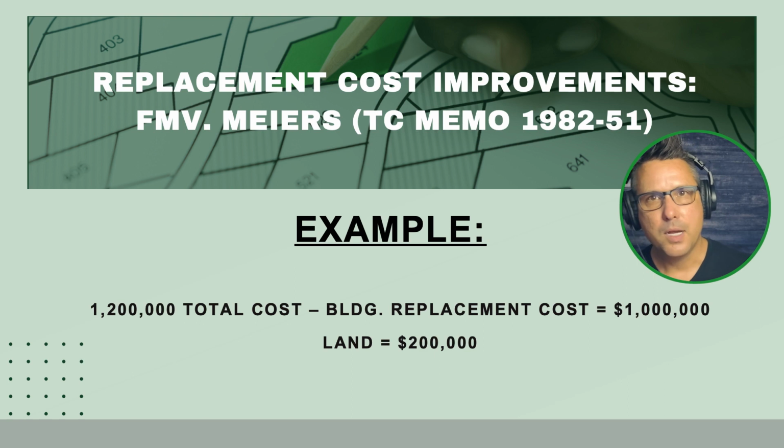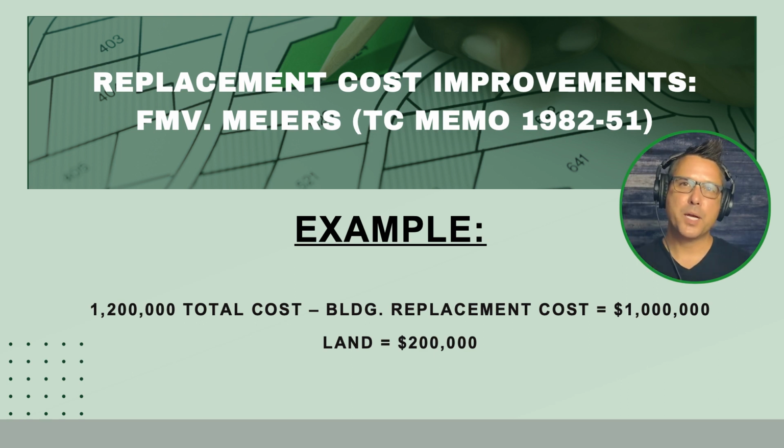best method. So another valid method is to take a look at the replacement cost new of the improvements that are on that property. So let's say that you bought a property for $1.2 million, and you can calculate that the cost to rebuild the roads, all the landscaping, the building, all of the interior improvements cost $1 million, then you know the land is probably worth about $200,000. So using the replacement cost new method is certainly a valid method as well.